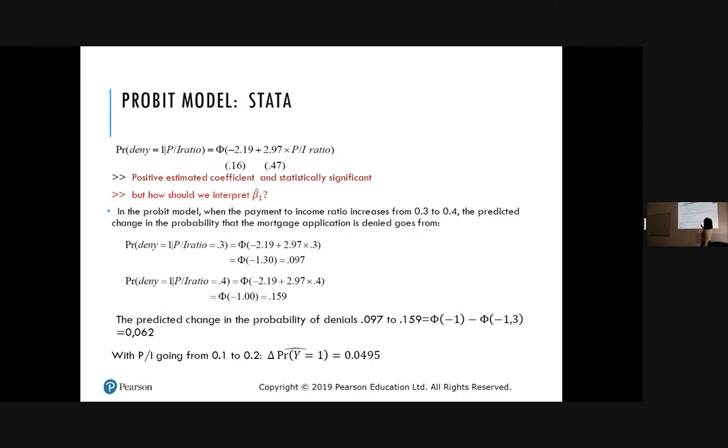So the difference between 0.16 and 0.09 is equal to 0.06. Why did I write also these two terms? Because I wanted you to see that this change in the predicted probability of being denied is equal to the interval between.